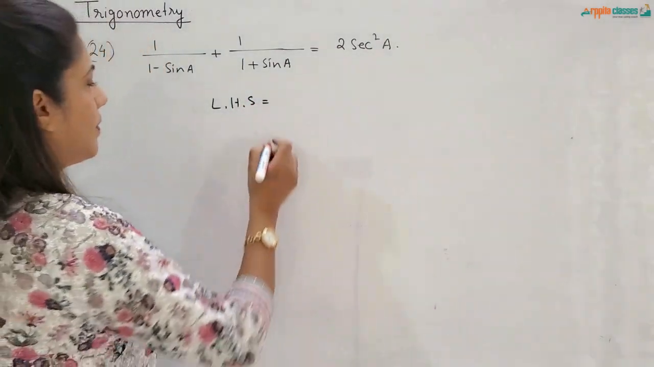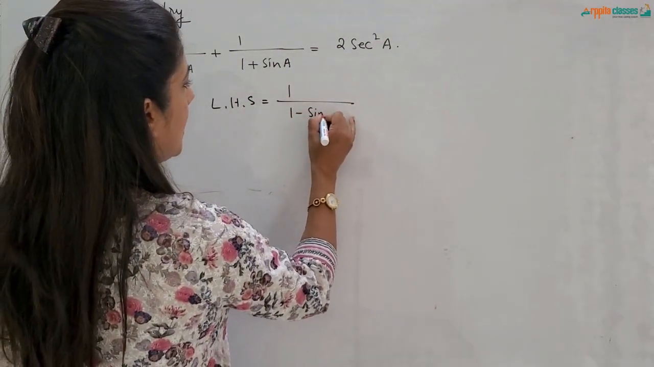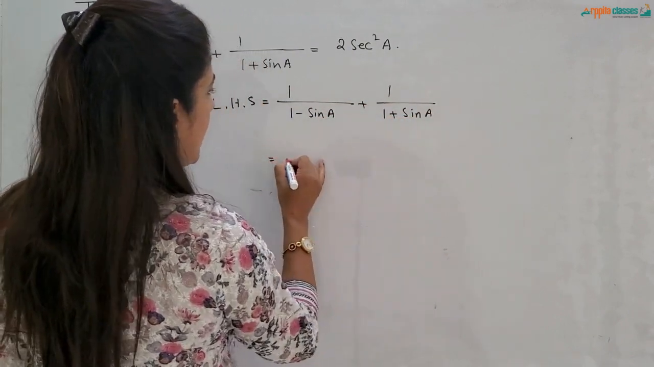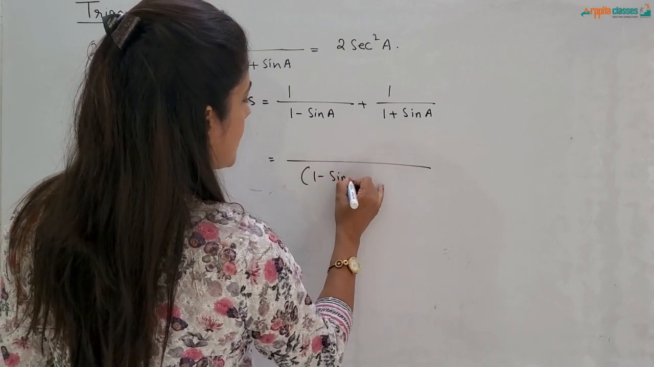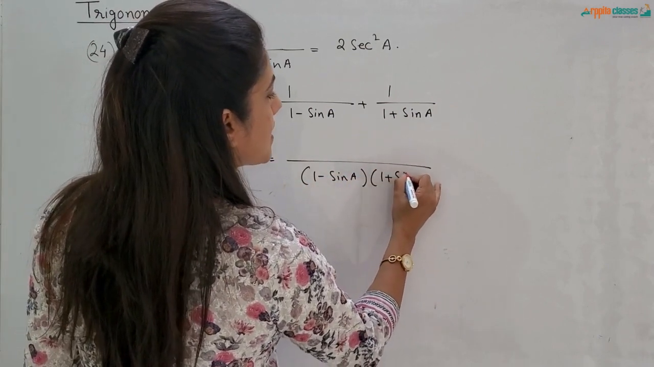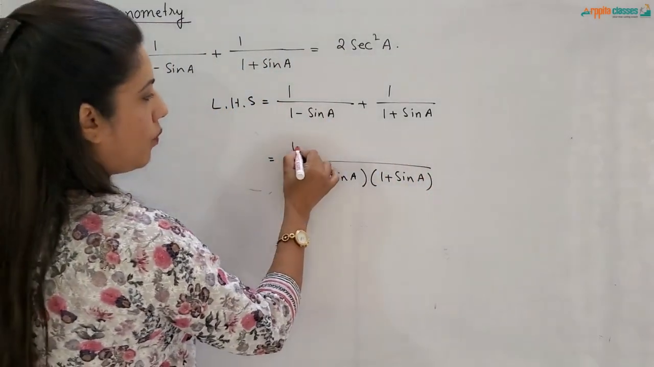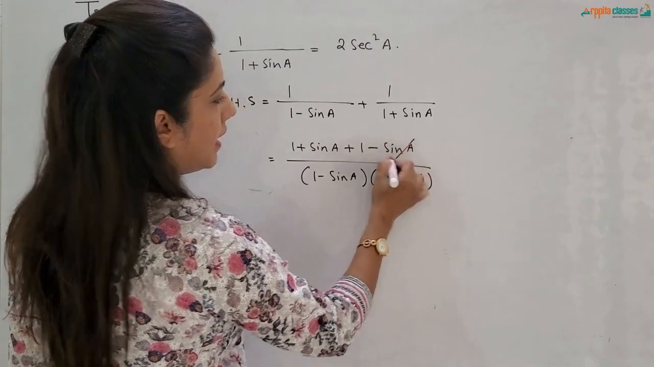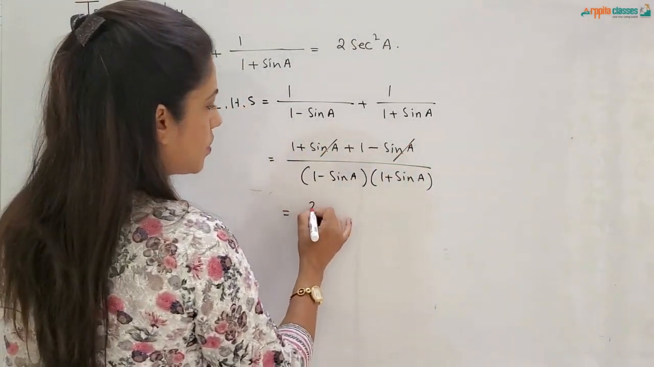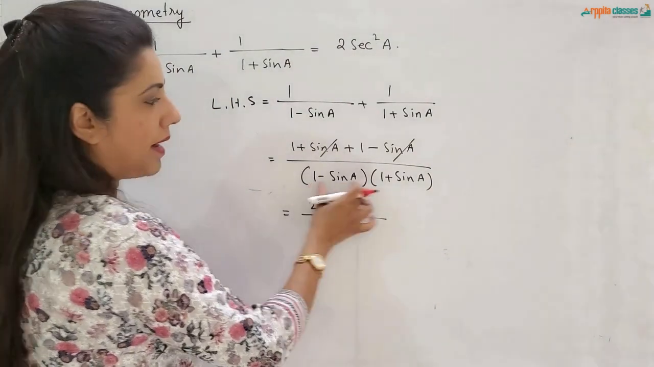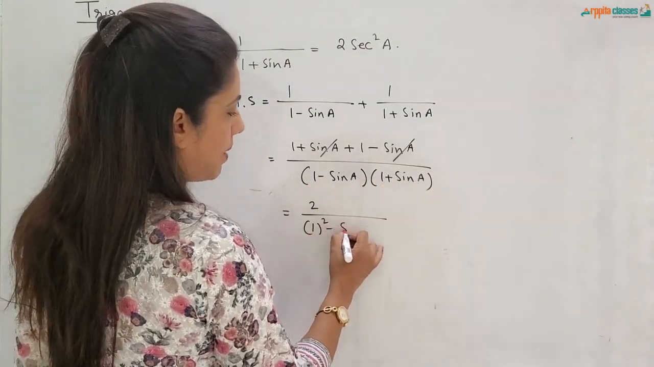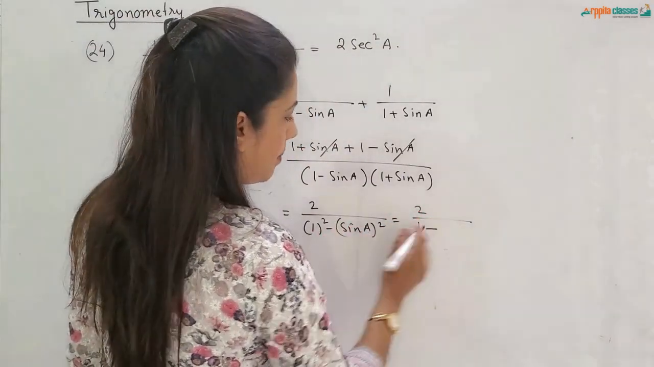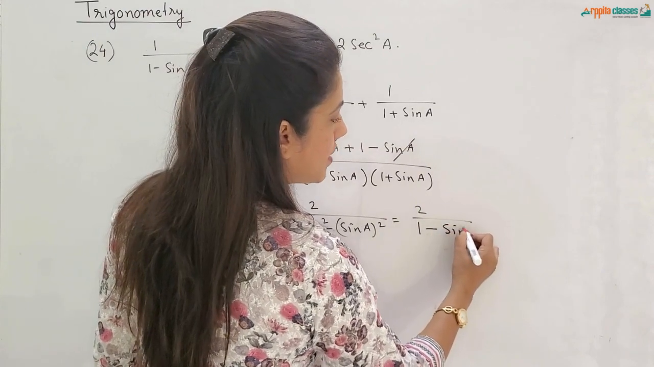We will have to process the left hand side. 1 upon 1 minus sin A plus 1 upon 1 plus sin A. Let us take the LCM, and the LCM is 1 minus sin A into 1 plus sin A. So it will be 1 plus sin A plus 1 minus sin A. Sin A and sin A gets cancelled. So it is 2 upon, here we have A minus B into A plus B, that is my A square minus B square. So I get 2 upon 1 square is 1 minus sin A square is sin square A.